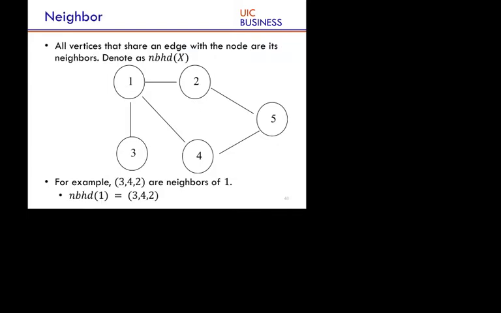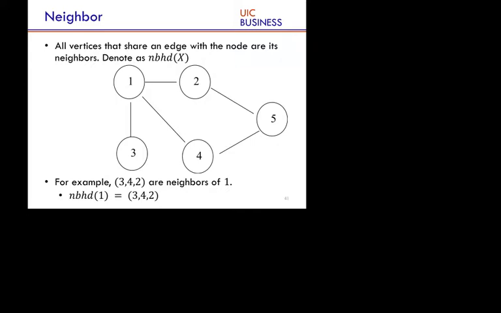The second function of a graph that we're going to look at, a function of vertices of a graph, is the notion of a neighbor. So a neighbor is just all vertices that share an edge with the node. And they are denoted by NBHT, or you can use any acronym of the node. Okay. So all vertices that share an edge with that node, those are the neighbors. For example, 3, 4, and 2 are neighbors of 1 because there's an edge from 1 to 3, 1 to 4, 1 to 2. Okay.